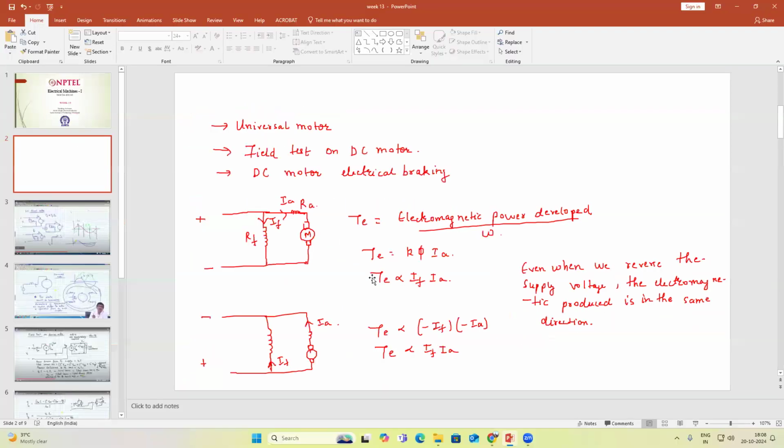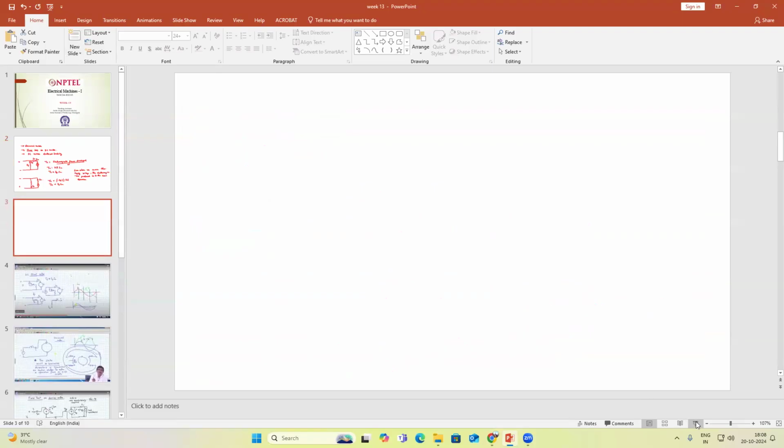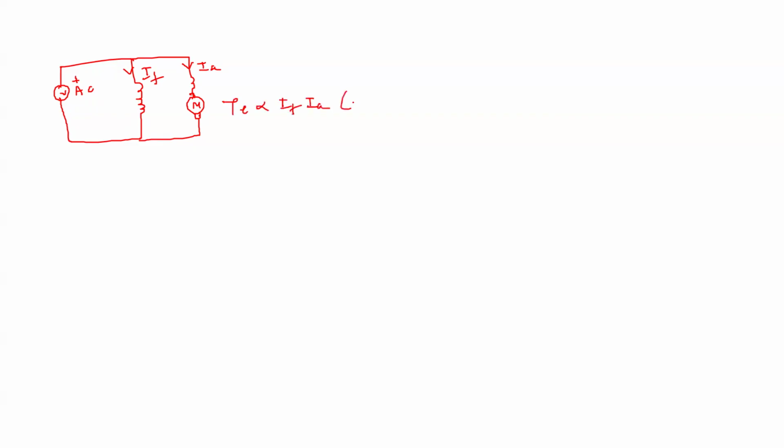So we can think that, okay, let us connect an AC supply to a shunt motor. Let us suppose we are connecting an AC supply to a shunt motor like this. This is the motor armature. So what will happen when this is positive? Your current will be like this. And when it is negative, the current will be in the reverse way. But we think that electromagnetic torque will still be in the IF, IA positive direction.